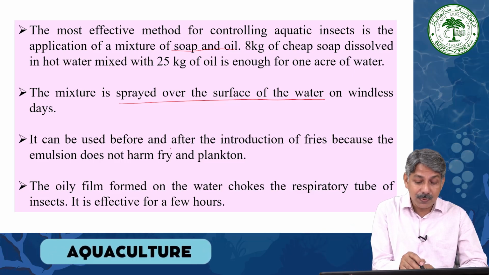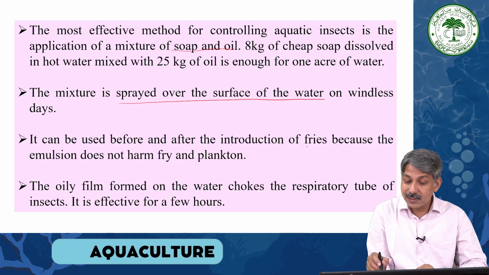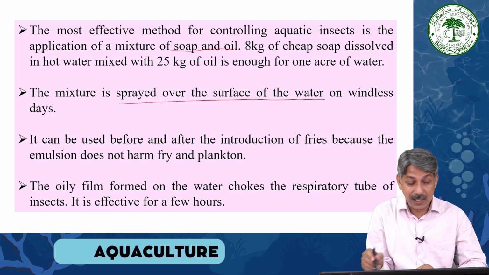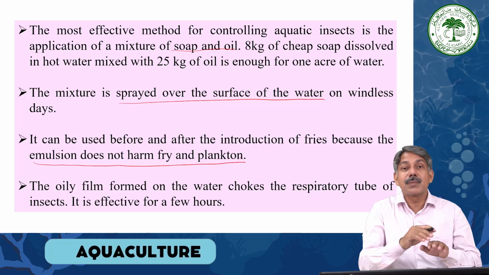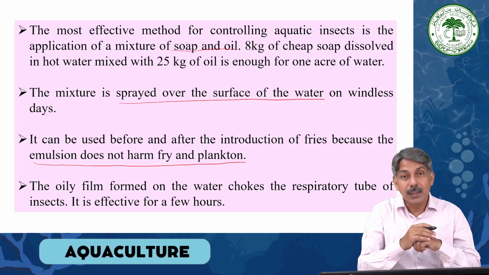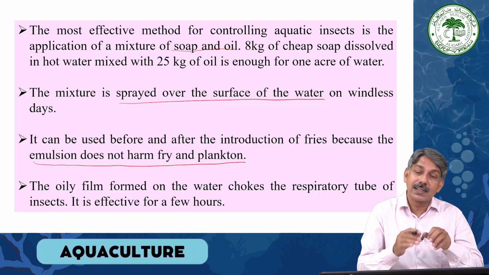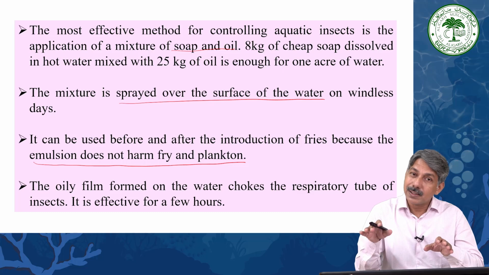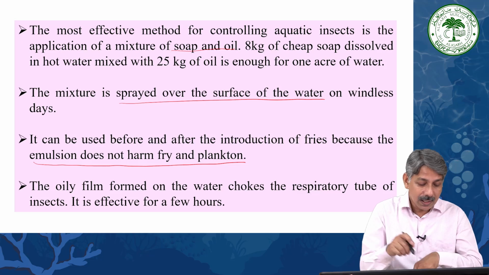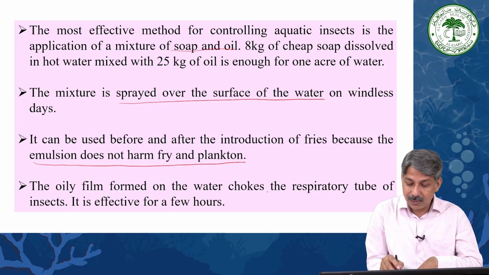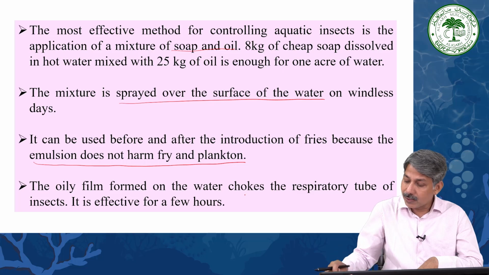It can be used before and after the introduction of fries, because the emulsion does not harm fry and plankton. It will just make a film over the pond surface. So aquatic insects will die, but the fishes which live in the water column will not be harmed. The oily film formed on the water surface chokes the respiratory tube of insects. It is effective for a few hours.